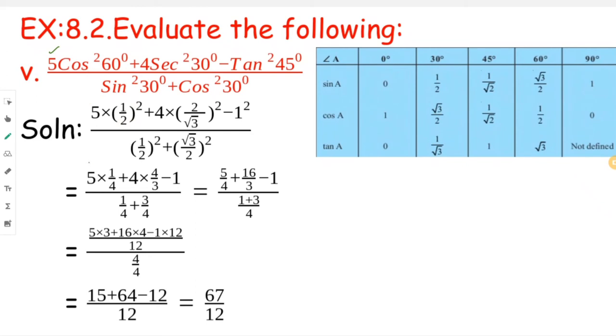alright, so I've written 5 here. Then 1 square is 1. Then 2 2s are 4. This 4 is already there. Then 2 2s are 4. Then root 3, no, root 3 squared will give me 3. Then 1 square is just 1.